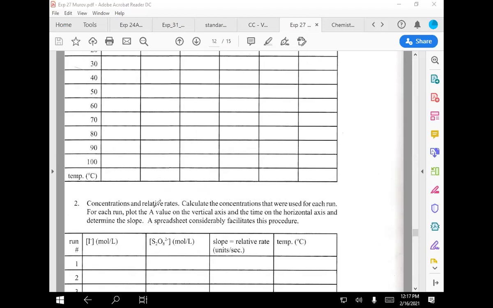Okay, so it says plot the A value, that's your absorbance, and the time for each run. So you're going to have a graph that has the A on the vertical, so that means there's your absorbance, and then time on the horizontal. So that's going to be your time.